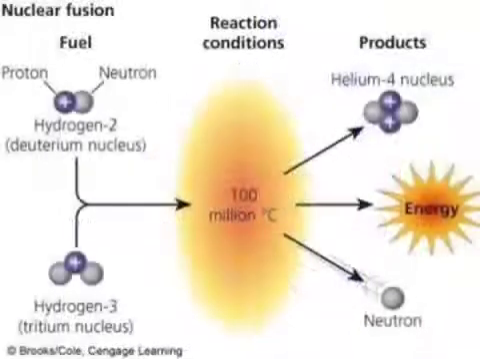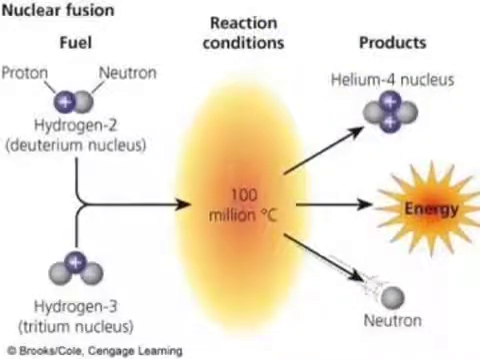Our third type of nuclear change is nuclear fusion. Nuclear fusion takes two lighter nuclei, fuses them together, which releases a lot of heat. You can see there 100 million degrees Celsius and tons of energy. It is hoped that nuclear fusion will be the source of electricity for us in the future, but right now it is still too volatile to be used on a large scale.